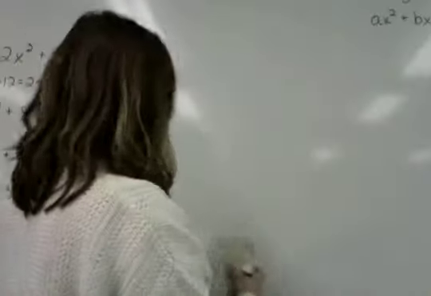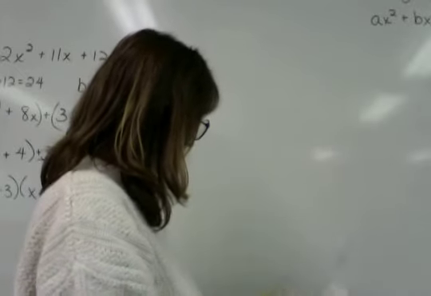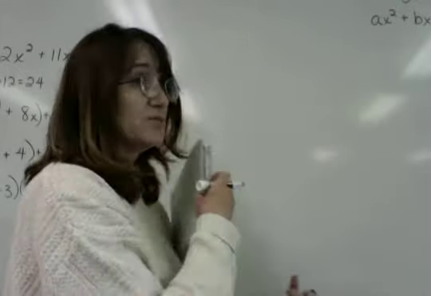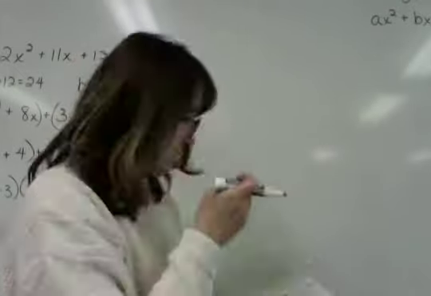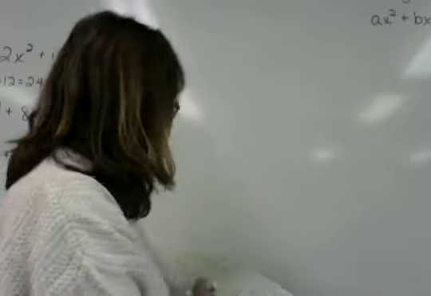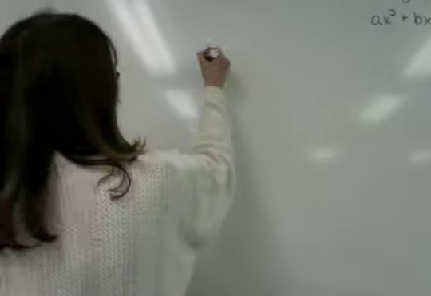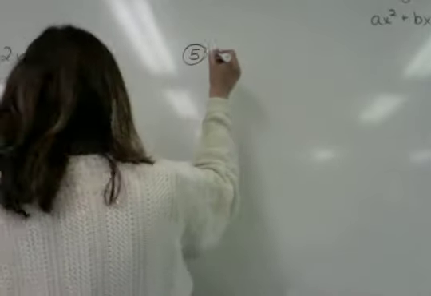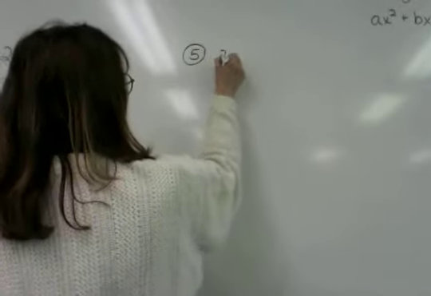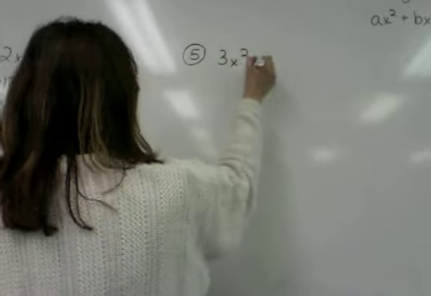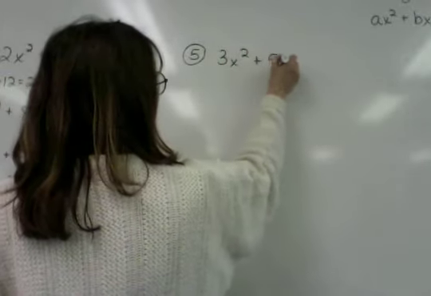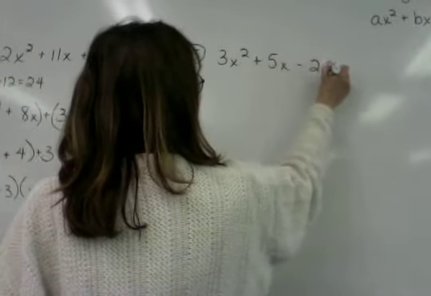Because that's what I put down, I'll do 5. This is common in... I don't have it written up right there. So let's look at number 5. Number 5 is 3x squared plus 5x minus 28.